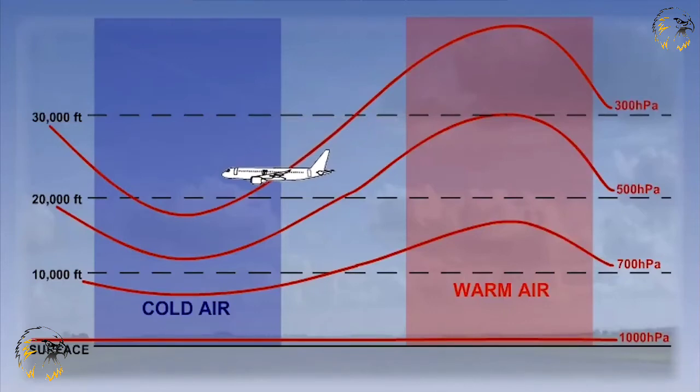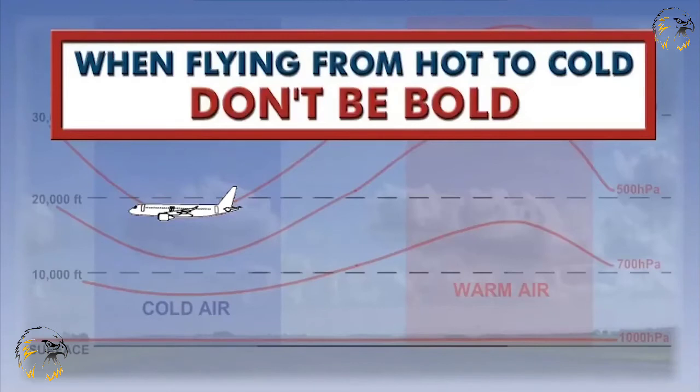However, in doing so, we are inadvertently following a pressure level that's actually descending. So in reality, we are descending, but the altimeter is not indicating this. Therefore, our true altitude is decreasing, but our indicated altitude is constant. There's a saying which is used to remind pilots of this potential problem. When flying from hot to cold, don't be bold. Or, even more dramatically, cold kills.